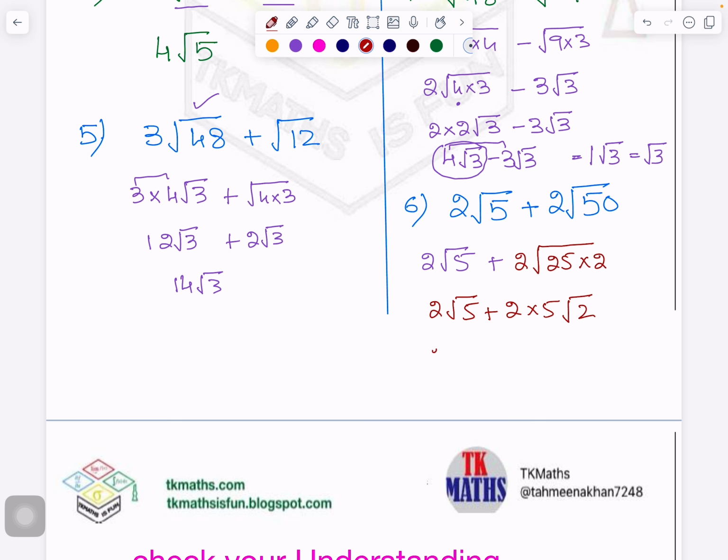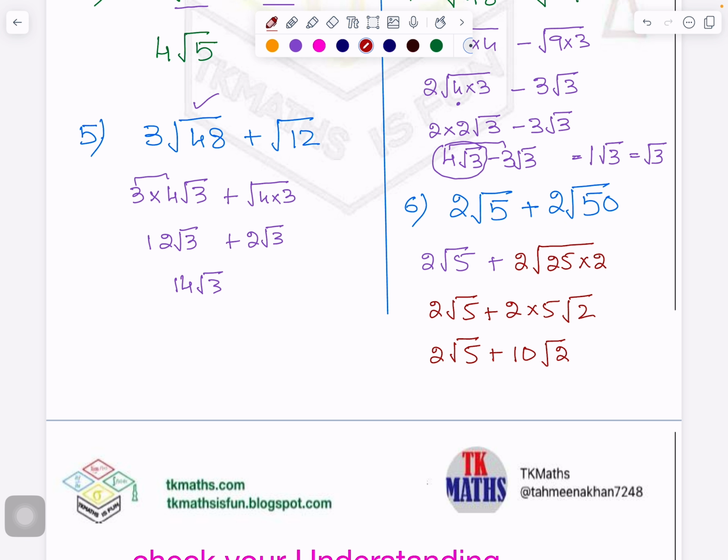Oh, but this is not helping me, right? So what should I do then? Because this is root 2 inside here, and again the roots are not the same. So if roots are not the same, what will I do? Should I leave it like this? This is a simplified form of it. Every time it will not be changed into a single term. Okay, so this is your final answer.